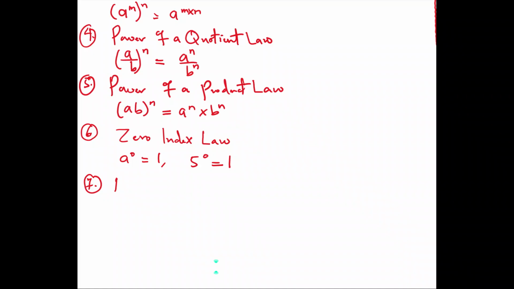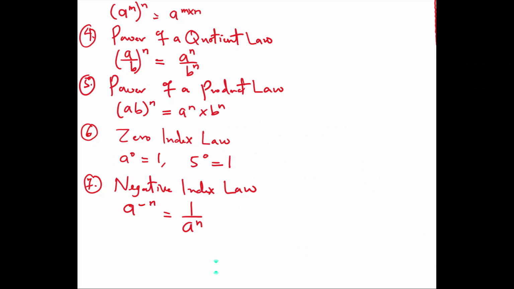Number 7, we have the negative index law. The negative index law is a raised to power minus n, which is the same thing as 1 over a raised to power n. So the negative index means the reciprocal of the base raised to the positive index.